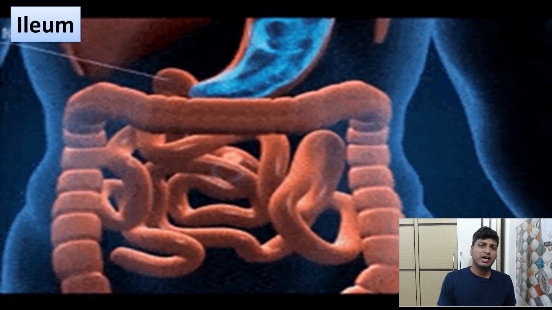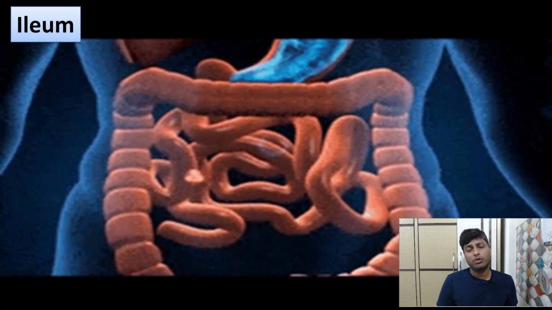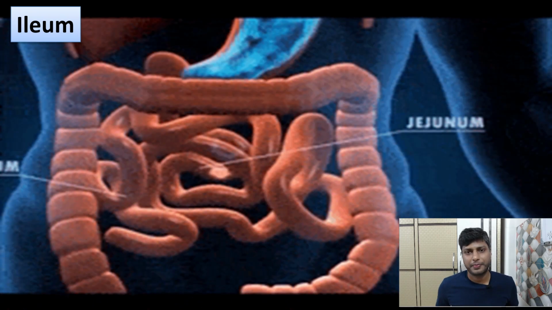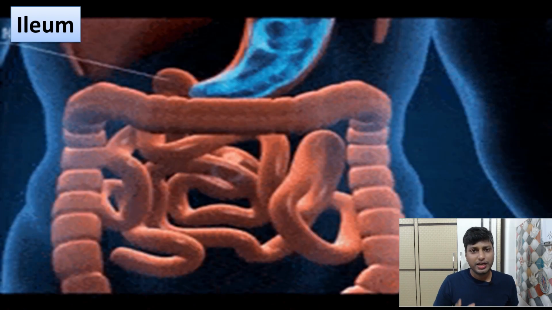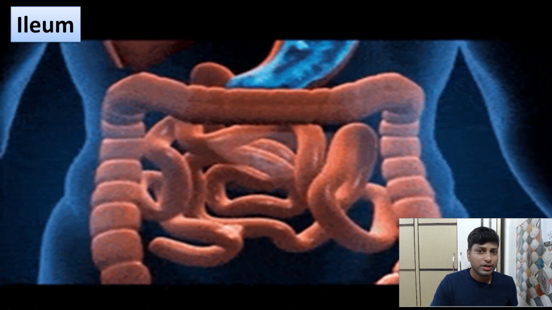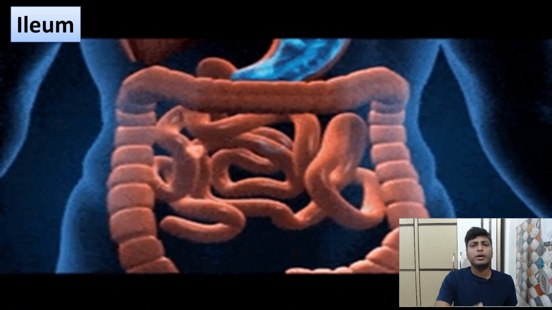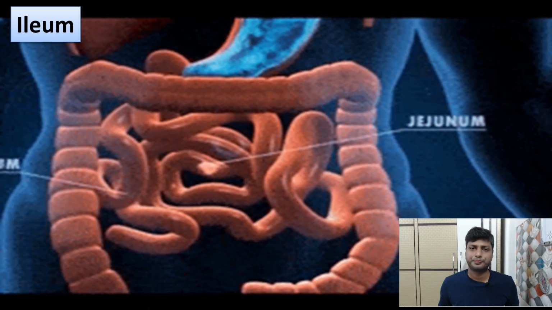Again, this is a highly coiled structure of the small intestine, and this is known as ileum. Okay, so the first portion was known as duodenum, the second portion of the small intestine was called jejunum, and now comes the third portion, which is again a highly coiled portion of the small intestine. It is known as ileum.